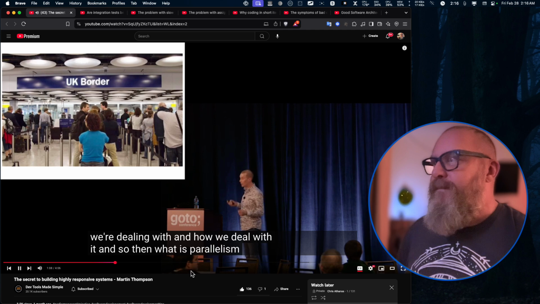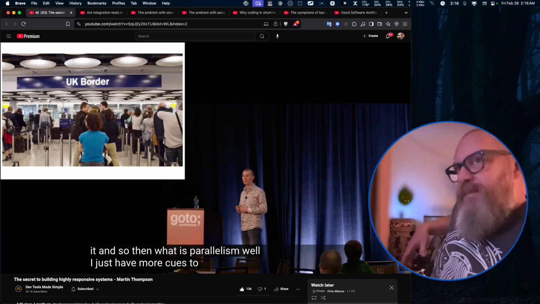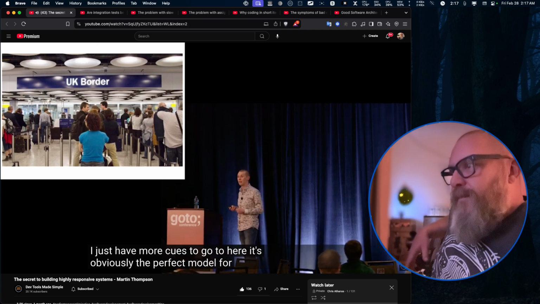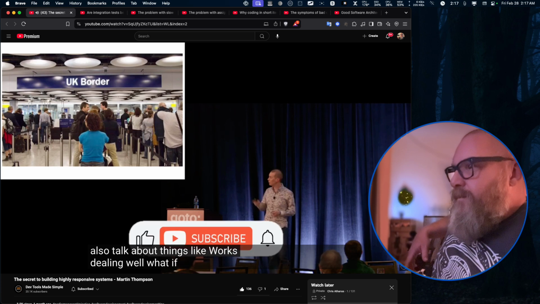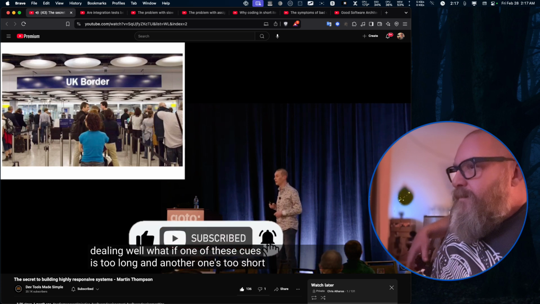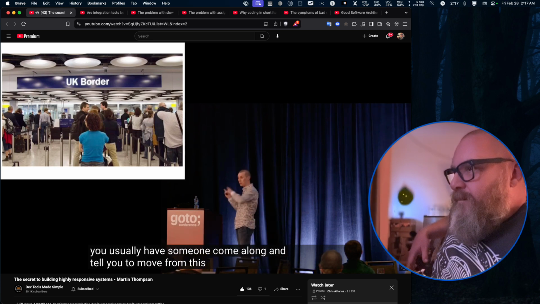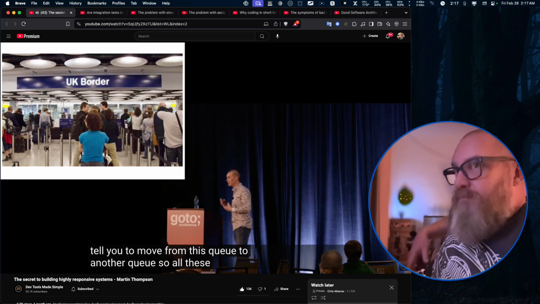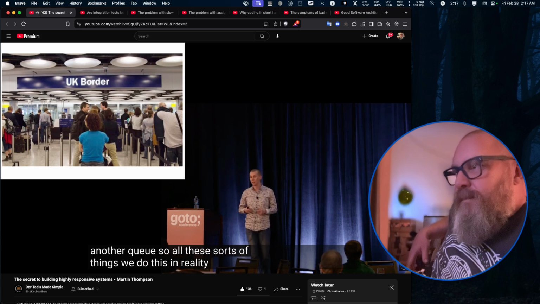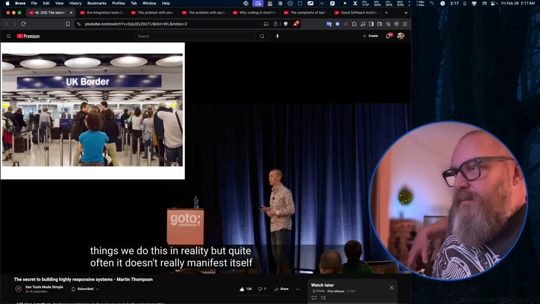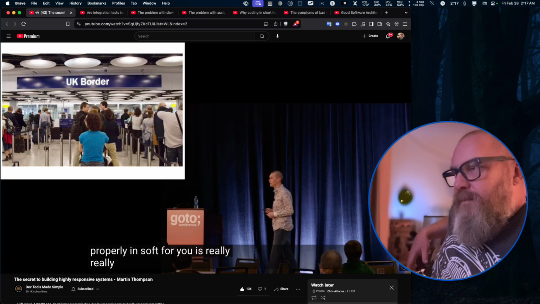And so then what is parallelism? Well, I just have more queues to go to here. It's actually the perfect model for this. You also talk about things like work stealing. Well, what if one of these queues is too long and another one's too short? You'll usually have someone come along and tell you to move from this queue to another queue. So all these sorts of things, we do this in reality. But quite often, it doesn't really manifest itself properly in software, yet it's really, really simple.